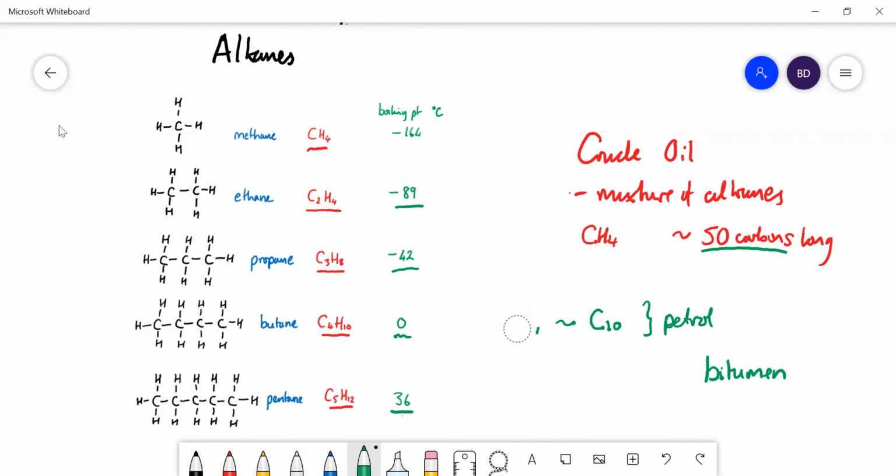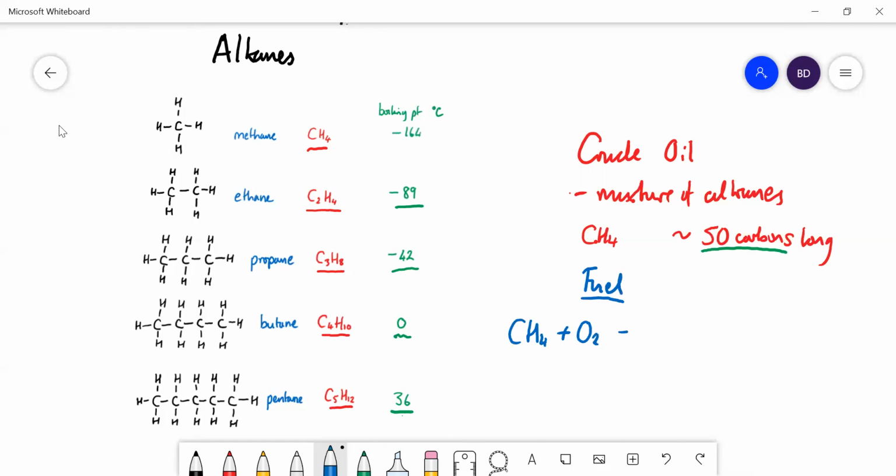Right. Now, all of the alkanes are good fuels. What that means, with a fuel, is when you burn it, you get a lot of energy released. So let's look at what happens when you burn methane. You've got methane, and of course, to burn anything, you need oxygen. If you stick oxygen onto the carbons, you're going to get CO2. And if you stick the oxygen onto the hydrogens, you will get H2O. So when you burn methane, you get carbon dioxide and water. Because it's hot, it'll be water vapor.